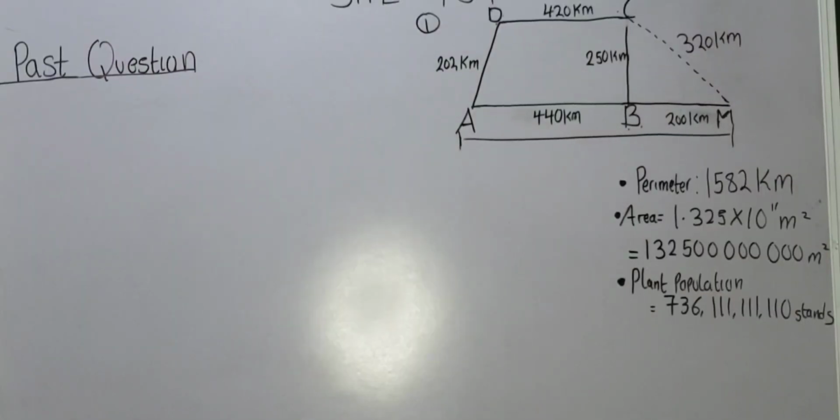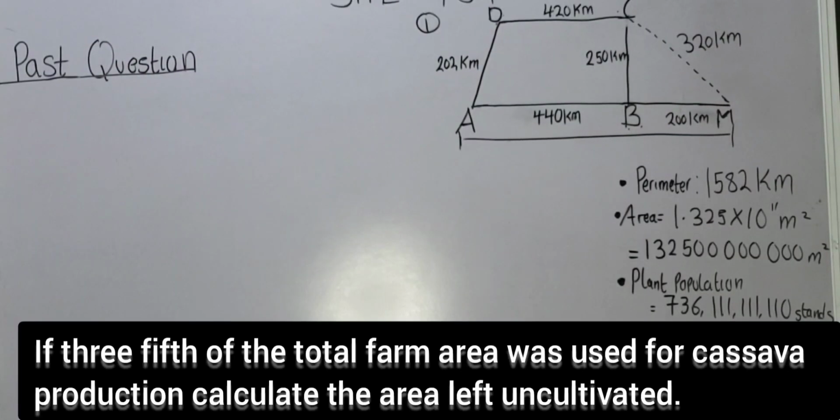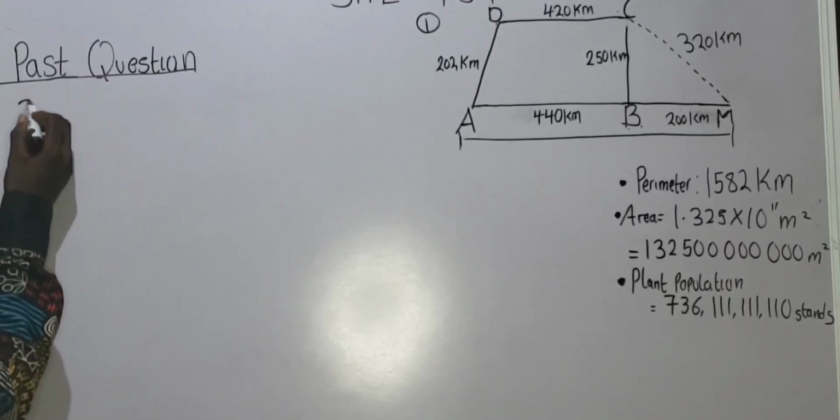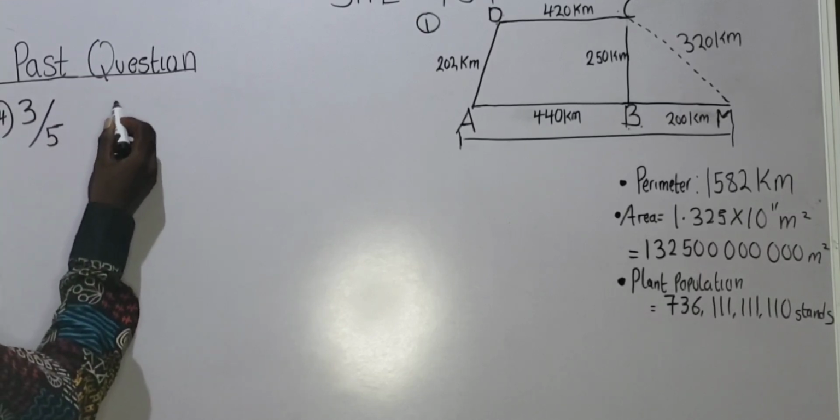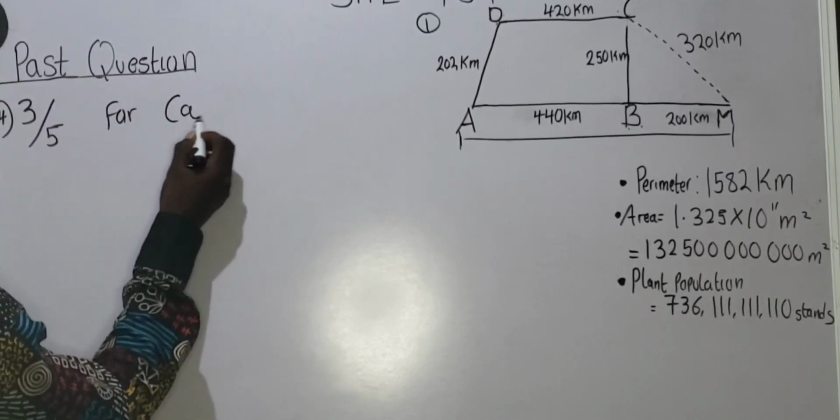Let's proceed to the fourth question. If 3/5 of the total farm area is used for cassava production, what is the area left uncultivated? Okay. If 3/5, that is the first question, okay? 3/5 for cassava production, let me represent like that.